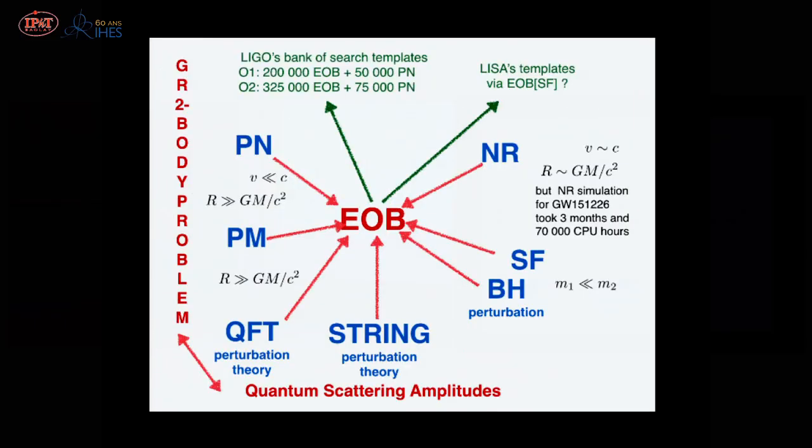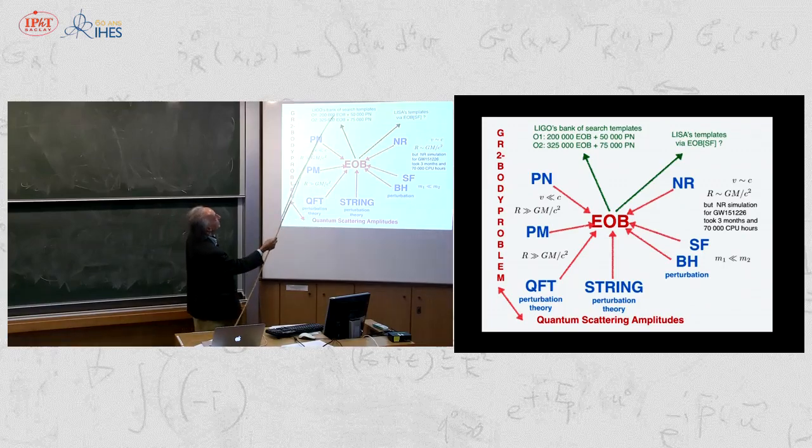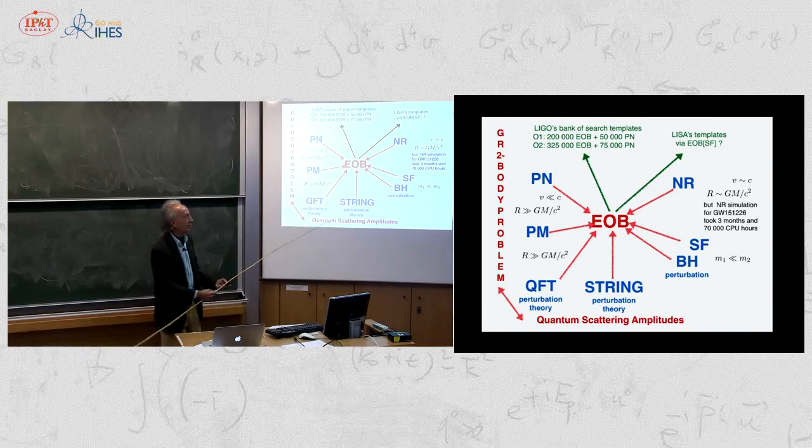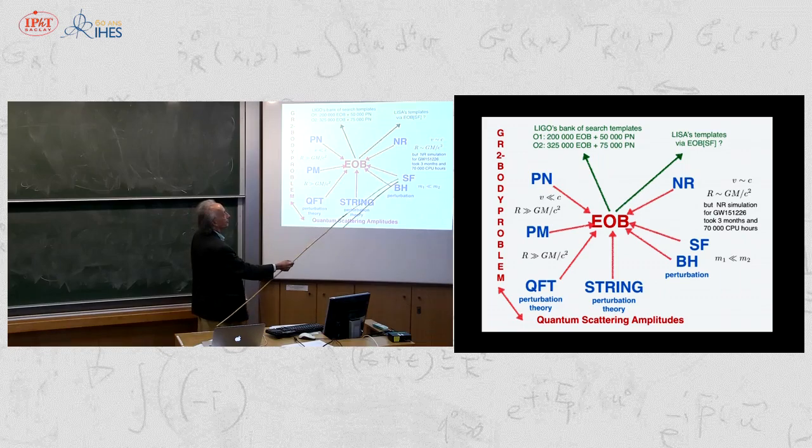Okay. Now, the last part of this panorama is, I have described how this effective one-body method was used to compute these templates and how it used several perturbation theory methods, post-Newtonian, post-Minkowskian. It also used numerical relativity. I will describe in other talks how it used also self-force results, black hole perturbation theory.